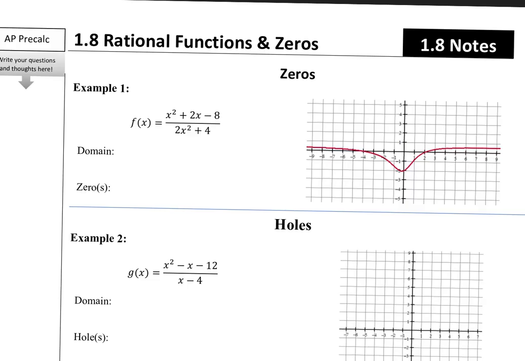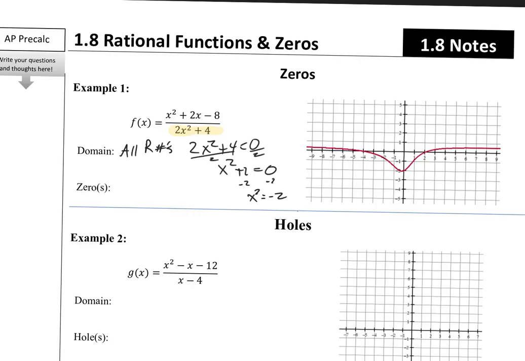To find the domain, we want to take a look at the bottom and set it equal to 0. So I would have 2x squared plus 4 equals 0. And I just solve this. The first thing I could do is divide both sides by 2. You get x squared plus 2 equals 0. Then you subtract 2 from both sides. You get x squared equals negative 2. Well, if you think about it, there is nothing that when you square it gives you a negative number. So that means this domain is all real numbers.